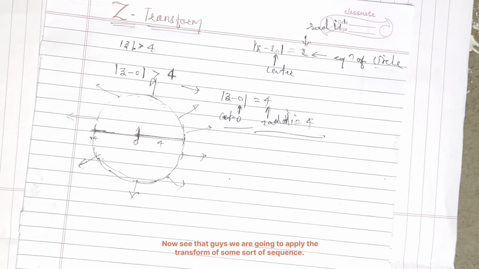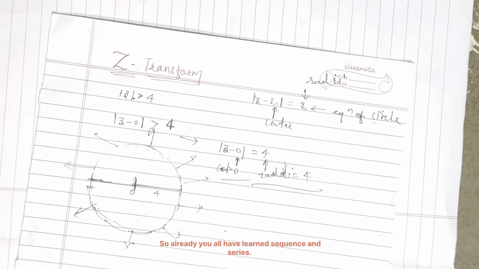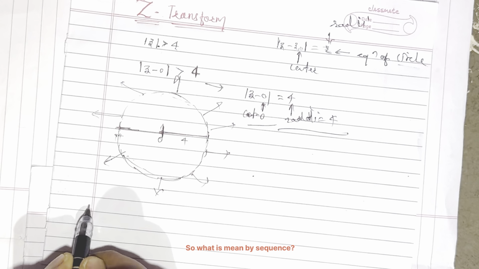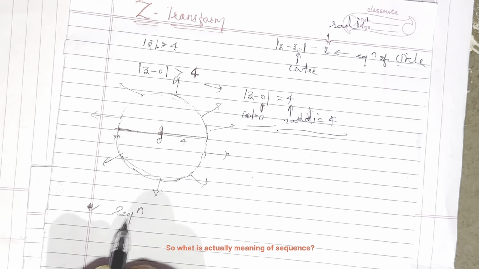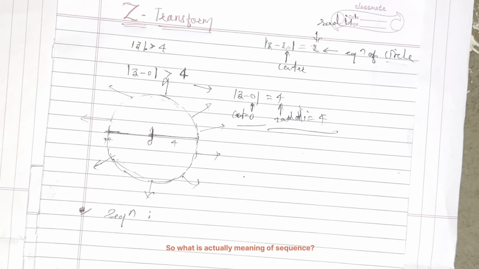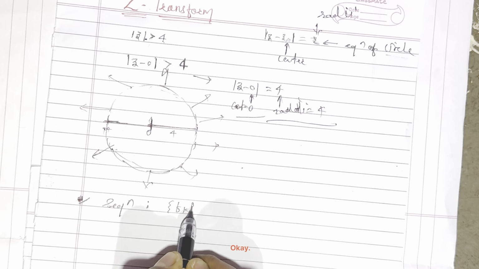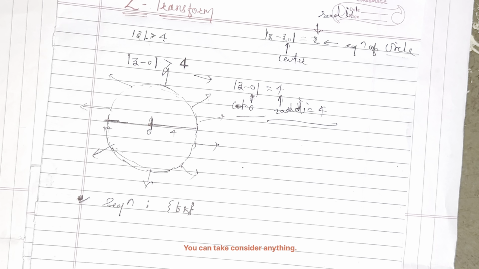Now see that guys, we are going to apply Z transform on some sort of sequence. So already you all have learned sequence and series. So what is meant by sequence? Let me explain with the two definitions. Sequence means we write sequence of f of k under curly braces, f of k. You can consider anything.